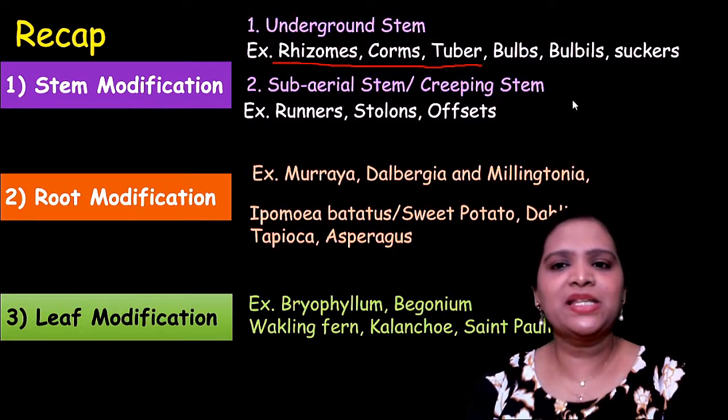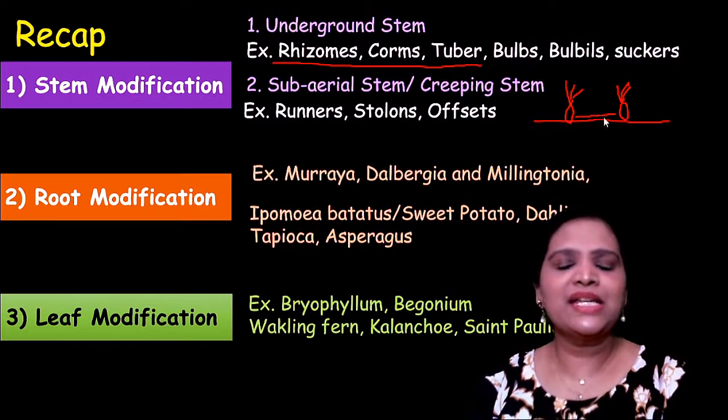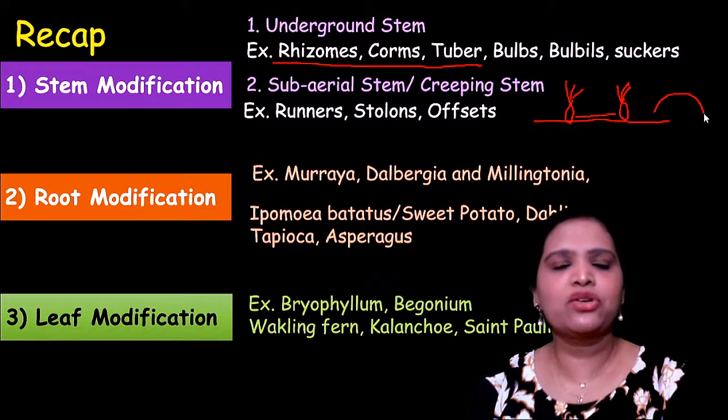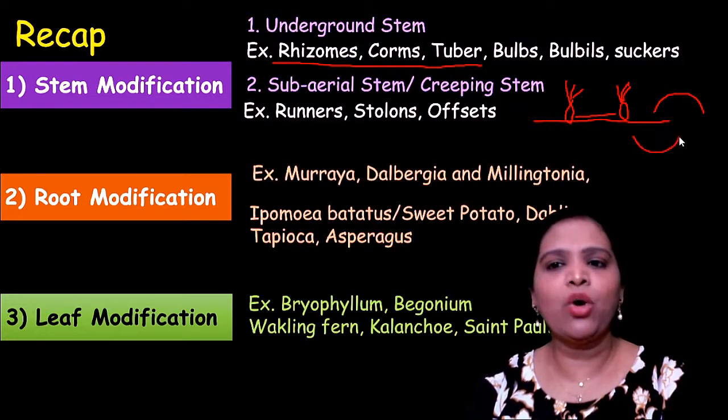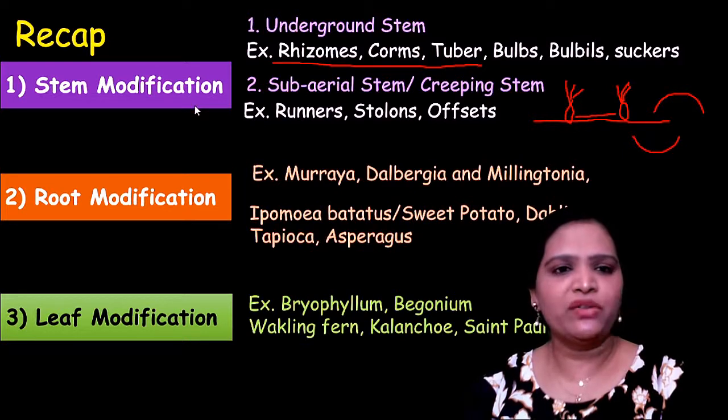So runners means, if this is one plant and this is another plant, the connection between the two plants above the soil level is called a runner. In some plants, the same runner will be arch shaped. This is called a stolon. In some plants, the runner will be in water or underground, for example in water hyacinth. So these are the examples of stem modification.